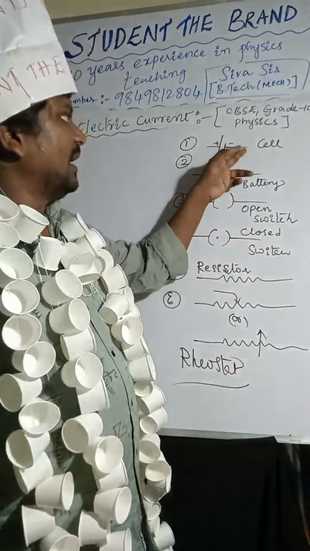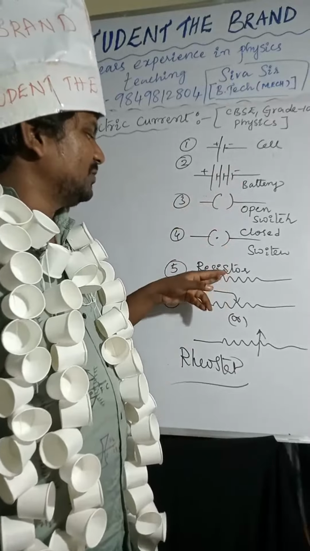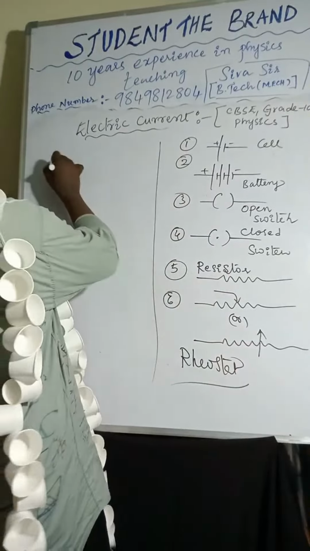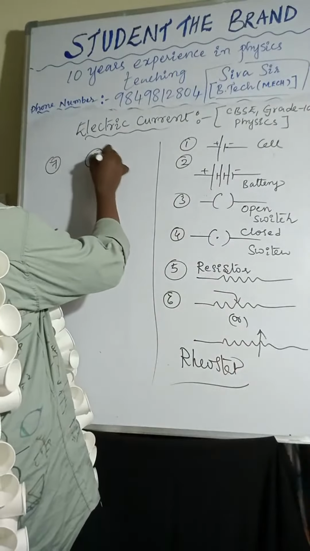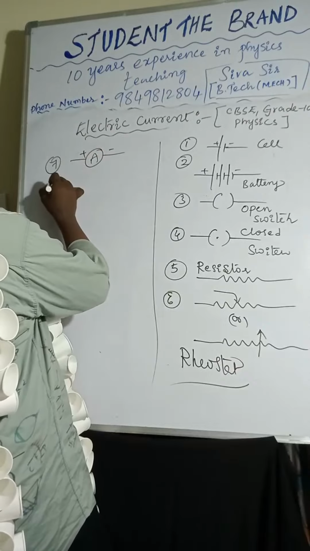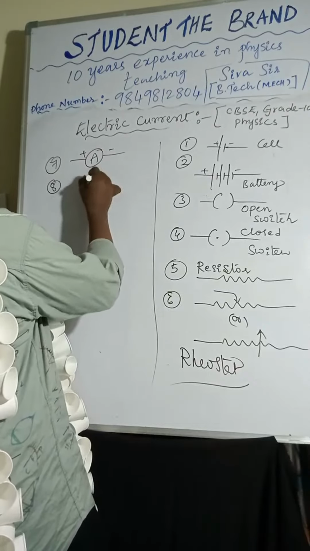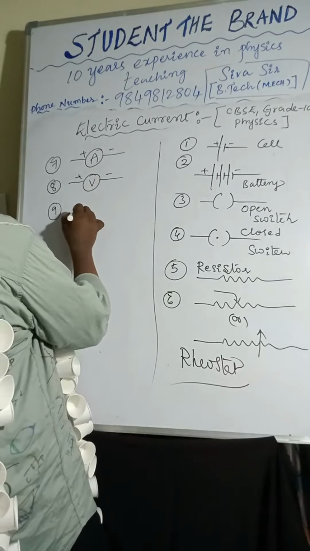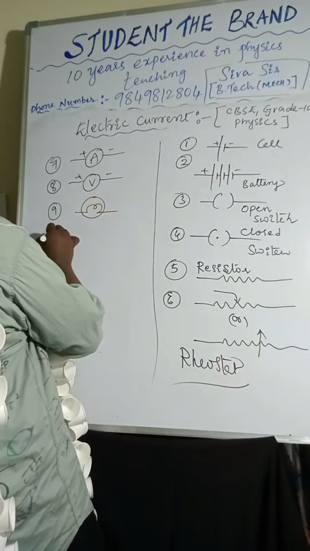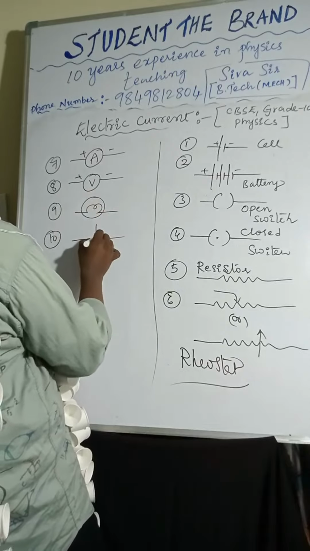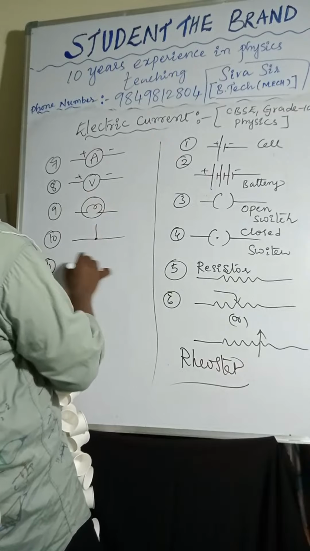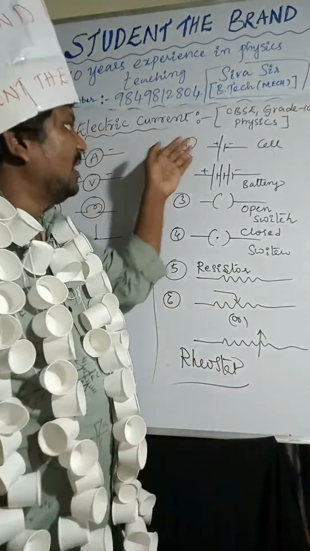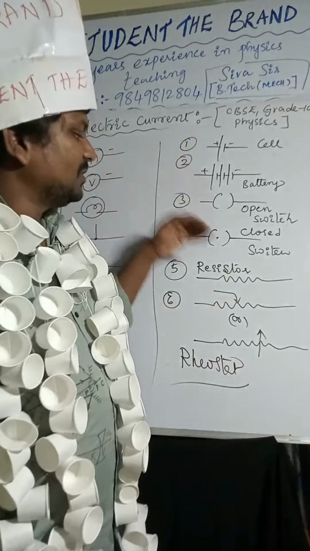So: cell, battery, open switch, closed switch, resistor, and rheostat. Next, going to the seventh one, the ammeter, with positive terminal and negative terminal. Coming to the voltmeter, also with positive terminal and negative terminal. Next is the bulb. The tenth one is wire joining, and the 11th one is wire crossing. So these are the electrical appliances.